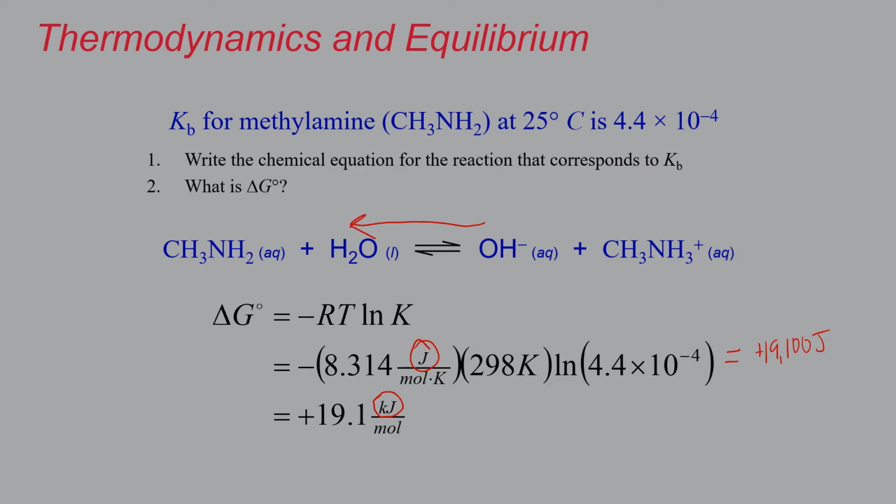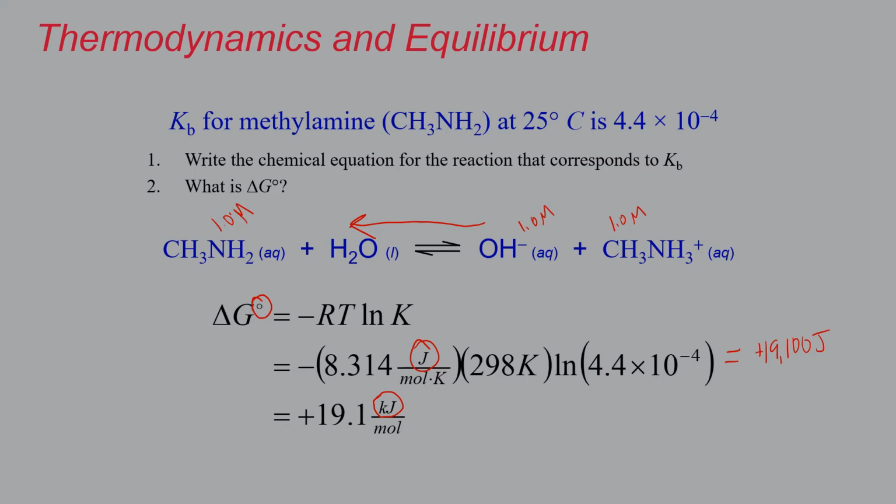Remember what standard conditions mean. It means that this is 1 molar, that's 1 molar, and that's 1 molar, and we'll get pure water here. So at the instant that these concentrations are all 1 molar, the reaction is going to be reacting in the reverse direction. So you'll be forming more methylamine and reacting away some of the hydroxide and methylammonium. All right, so those are the first two, pretty quick.